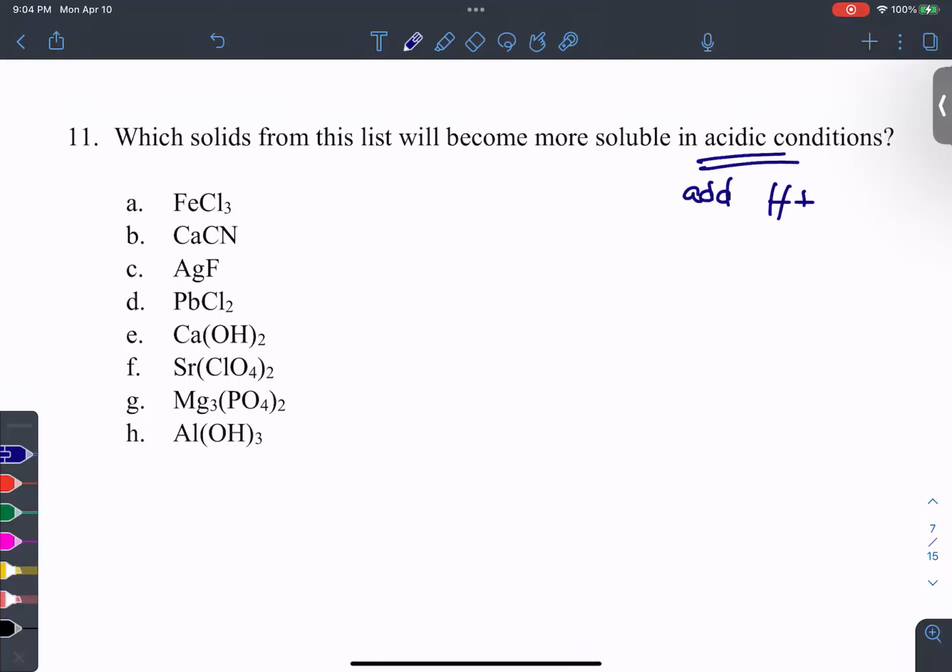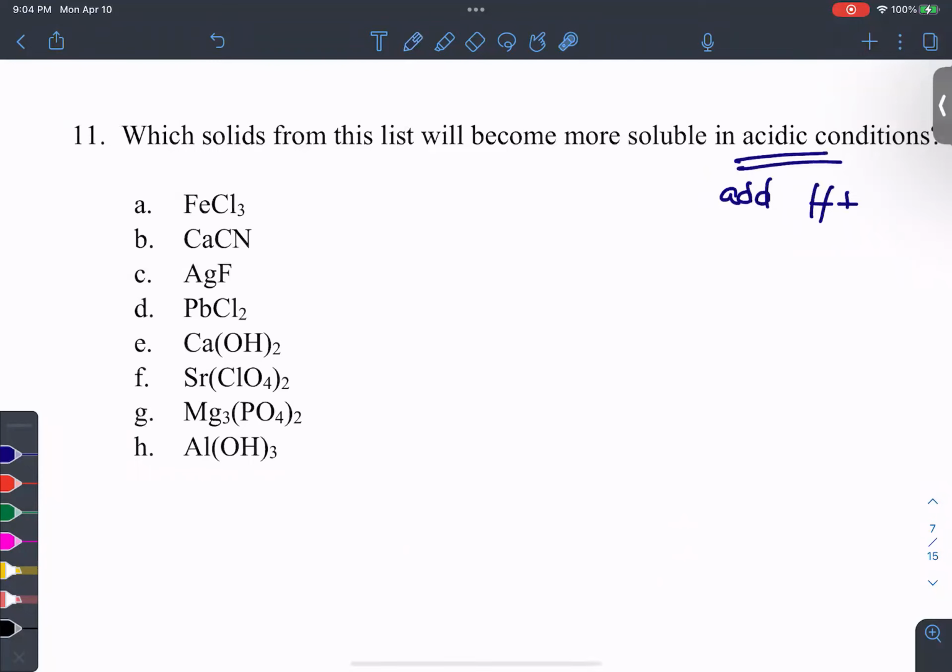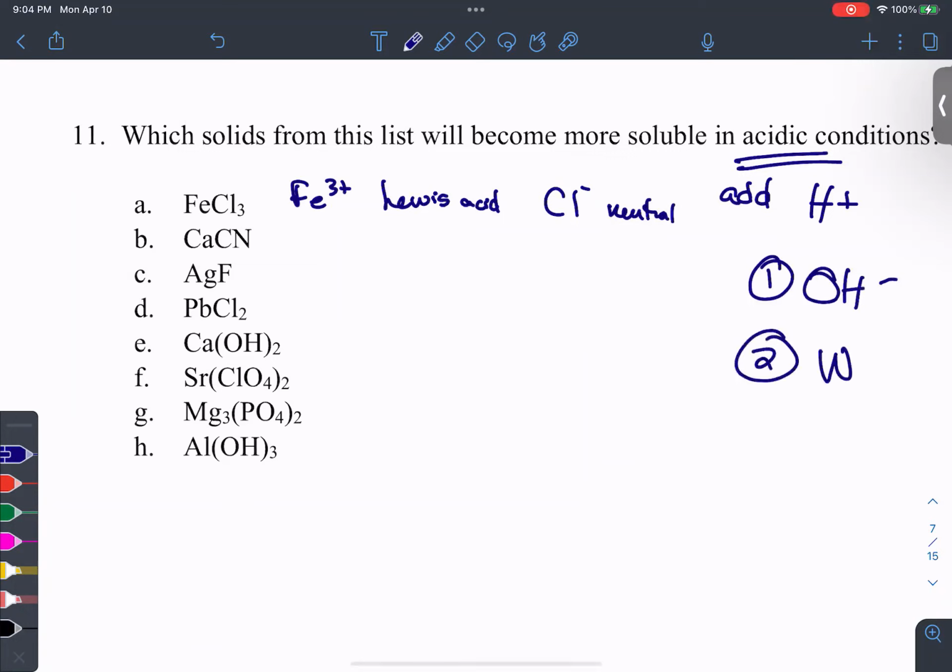So if you add H+, can it react with Fe3+ or chloride? No, because Fe3+, iron 3+, that is actually a Lewis acid. If you recall, that's a Lewis acid. And chloride, that's just a neutral salt. So what you're looking for is anything that is a strong base or a weak base. Weak base meaning like the conjugate of a weak acid, typically.